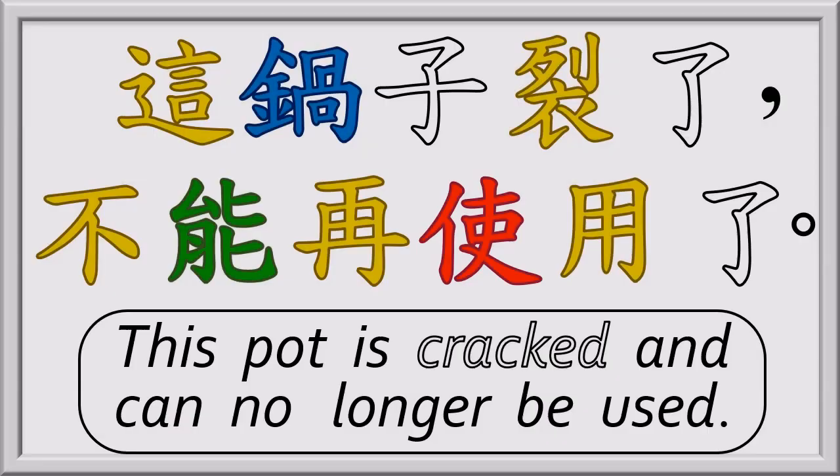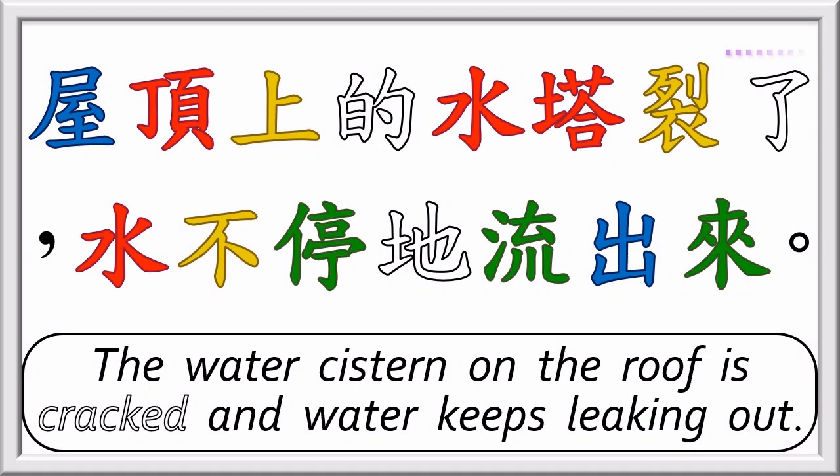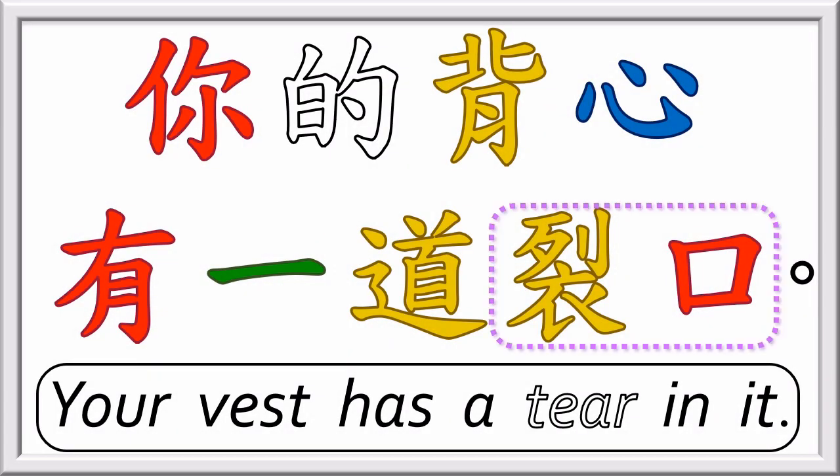The simplest verb for to split or to crack is 裂了。这锅子裂了，不能再使用了。This pot is cracked and can no longer be used. 屋顶上的水塔裂了，水不停地流出来。The water cistern on the roof is cracked, and water keeps leaking out. The noun for a split or a tear is rendered as 裂口。你的背心有一道裂口。There's a tear in your vest.